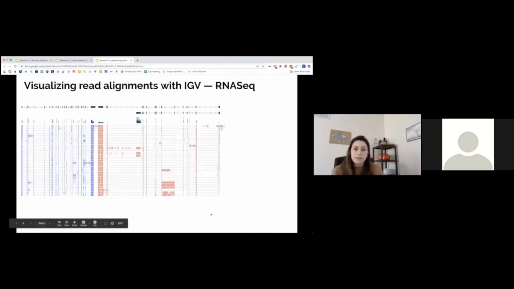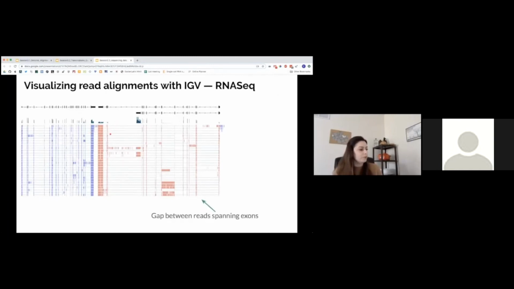One of the things you can use it for is to visualize the actual read alignments that came out of your mapping step. This is an example of an RNA-seq view of alignment. Each of these boxes represents a read, and actually multiple reads are seen here.